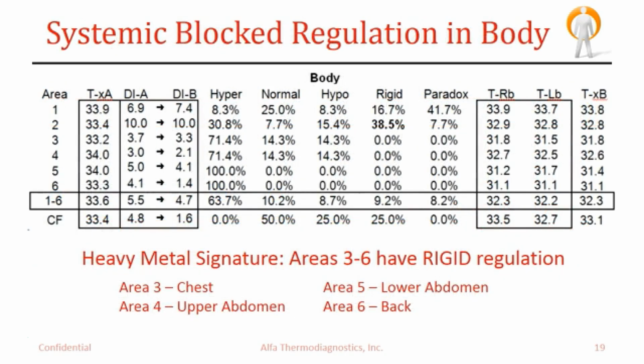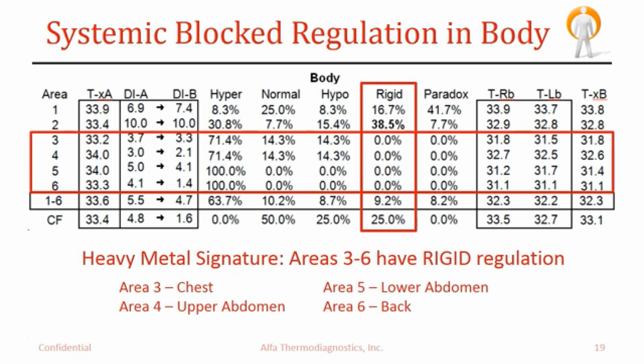Then we want to look in this rigid column and make sure that she doesn't have the heavy metal signature, which means areas 3, 4, 5, and 6 would have numbers in them under the rigid column, and these are all zeros. So it's not a heavy metal picture. She may have them, but it's the least of our worries.